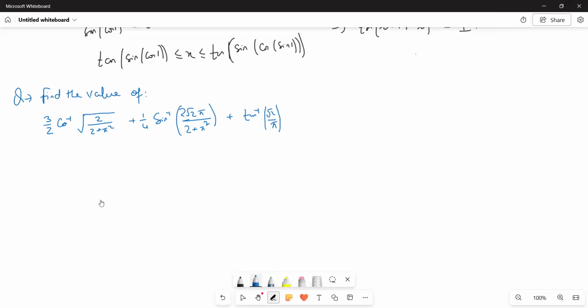Okay, the method of solving this is, let's say we rewrite the expression in this way. 3 by 2 cos inverse of whole root 1 by 1 plus pi by root 2 whole square. So basically what we are doing is dividing both the numerator and denominator by 2.